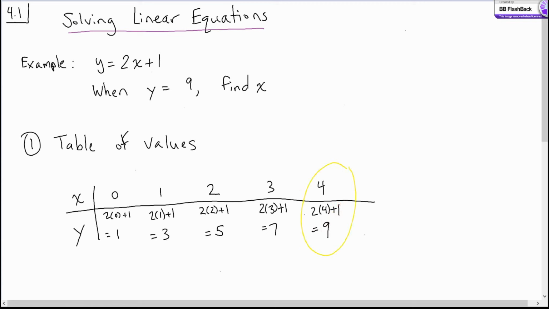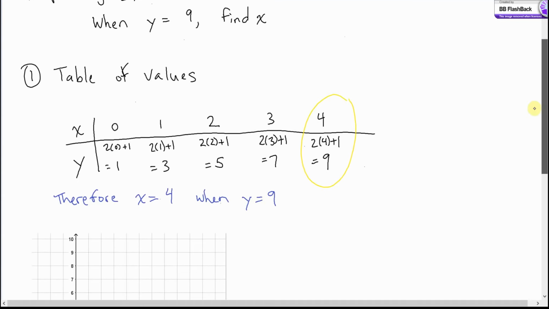The question was, find the x value when y is equal to 9. So we found it. The x value is 4. We could write a final statement. Therefore, x equals 4. If you want, you could write a little bit more: when y is equal to 9. Now, is this the only way to solve? No, there are other ways. So we looked at a numerical way here using the table of values. Next, we're going to look at a graphical way.